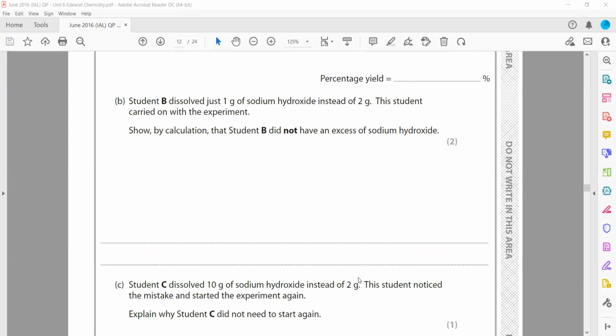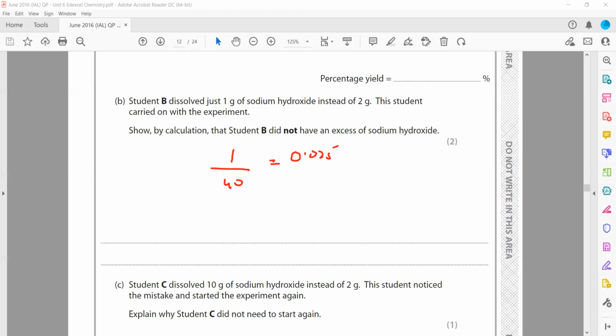So when we simply take the ratio between them, if a student uses 1 gram instead of 2, moles equal mass in gram divided by molar mass of sodium hydroxide, which is 40. So 1 divided by 40, this will be 0.025. And what is the simplest ratio between ethyl benzoate and sodium hydroxide? The ratio will be 1:1.